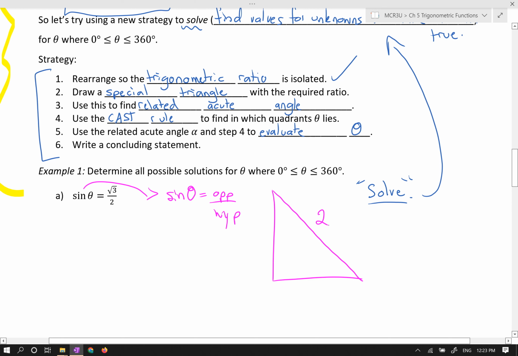Okay, do I know a special triangle like this? Absolutely. 2, 1, the square root of 3. I have a 30-degree angle on the top, a 60-degree angle on the right side, and a right angle right here. Good. That's step 2.